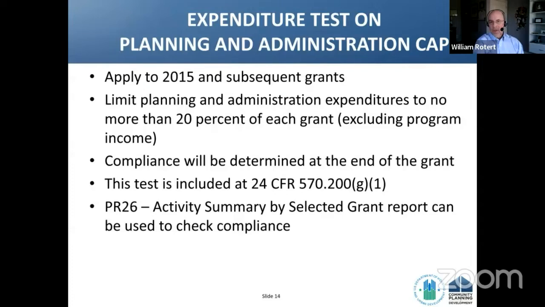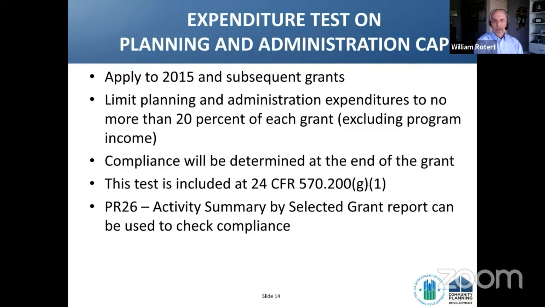So you're tracking each individual grant through its whole life cycle, and you have to make sure that you don't exceed that 20% cap for any individual grant year. So compliance on that count, as well as the other requirements, will be determined at the end of that grant. We'll talk later on about how you make that determination. When does a specific grant begin and end?